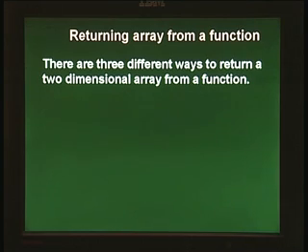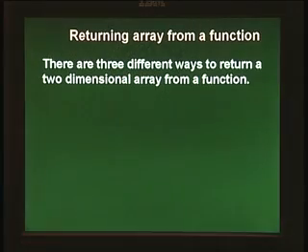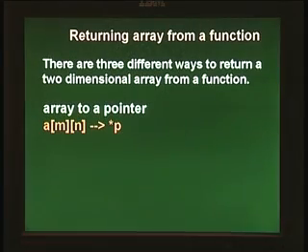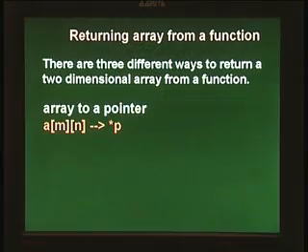Again, we saw four different ways of passing an array to a function. Now, the ways we can return one are three. So the function is returning an array, after doing whatever it has to do with it, back to the main program, the program from which it is called.